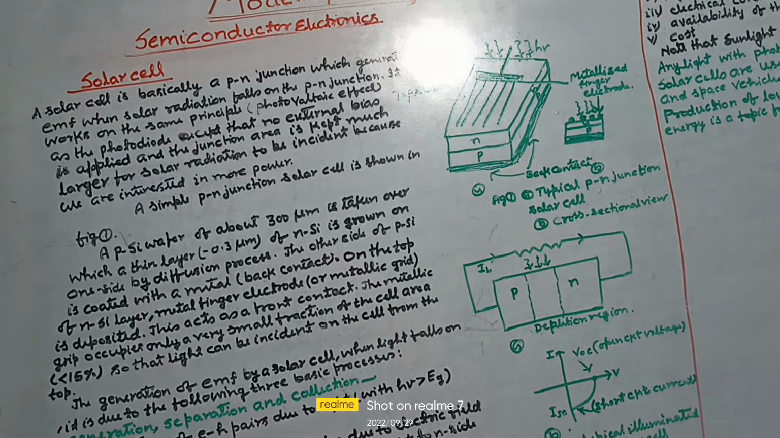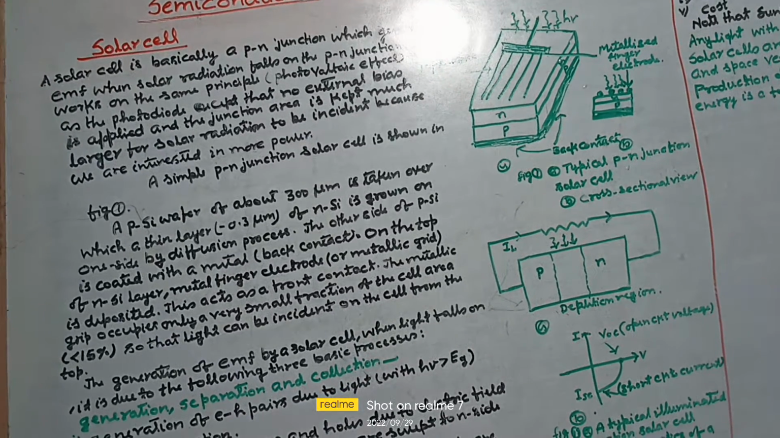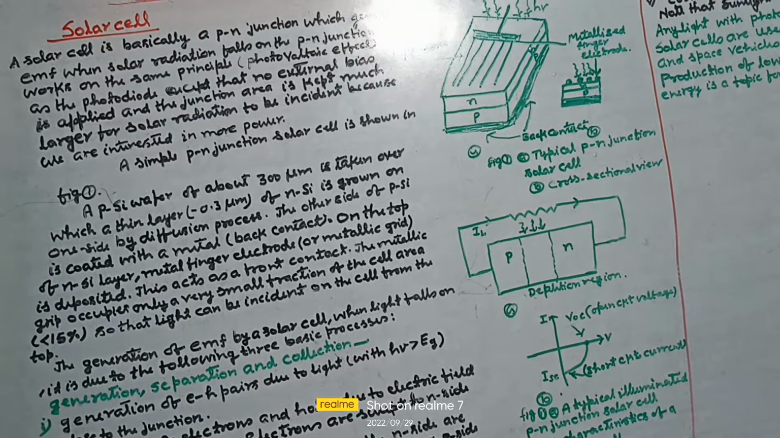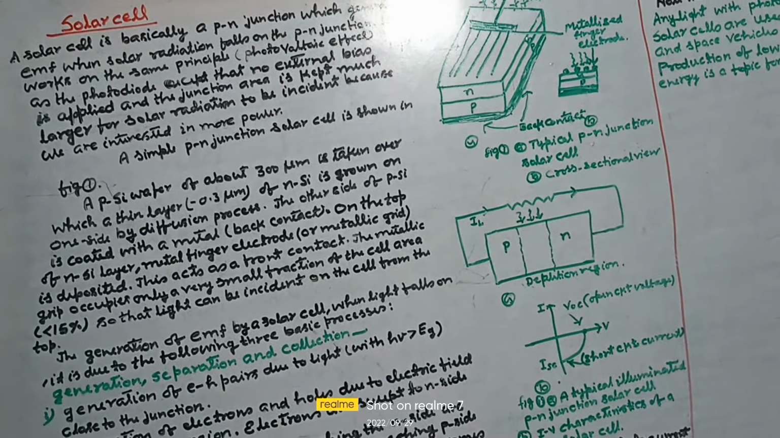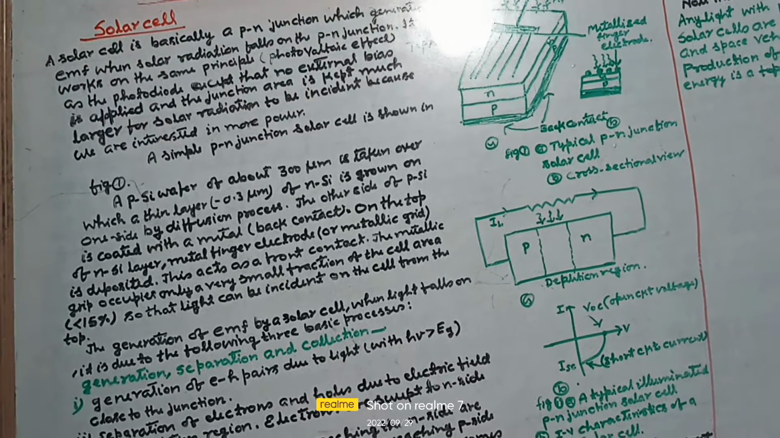incident, because we are interested in more power. A sample PN junction solar cell is shown in figure 1.